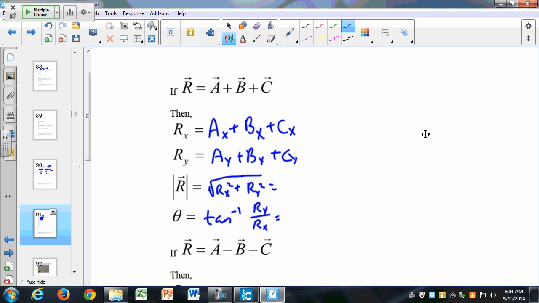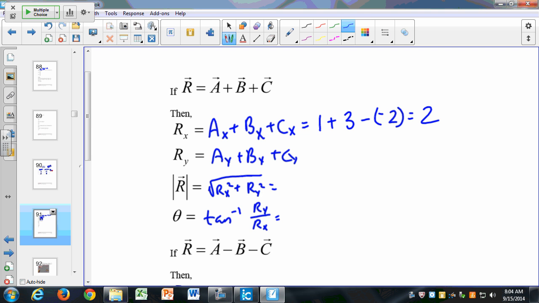What's the x component, Rx? It's not 1. It's not 2. So unless I have a mistake. Oh yeah, it is 2. I'm sorry, I do have a mistake. It's going to be 1 plus 3 minus negative 2. That's equal to 2.